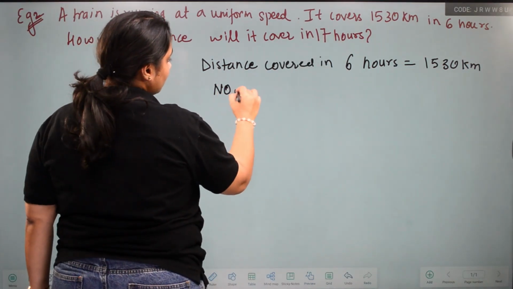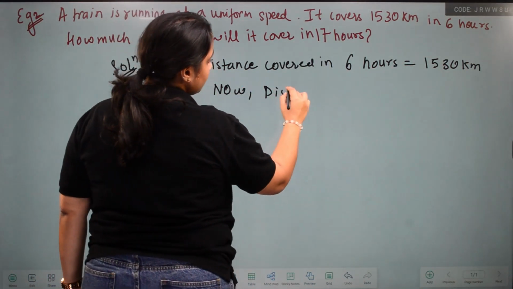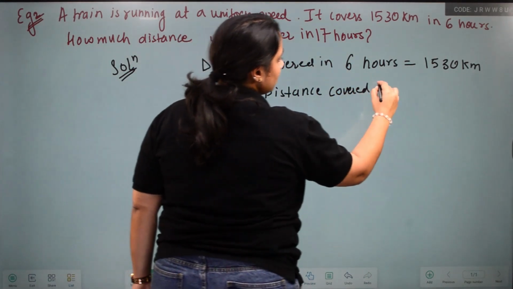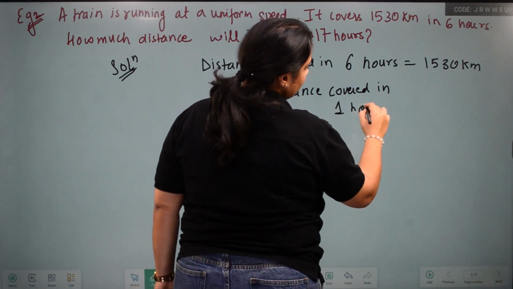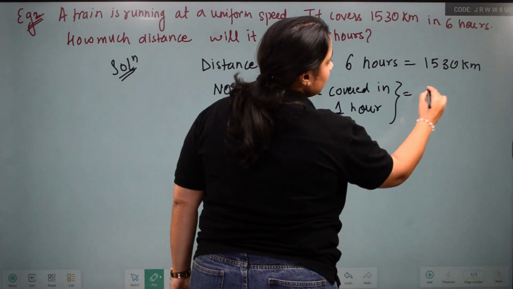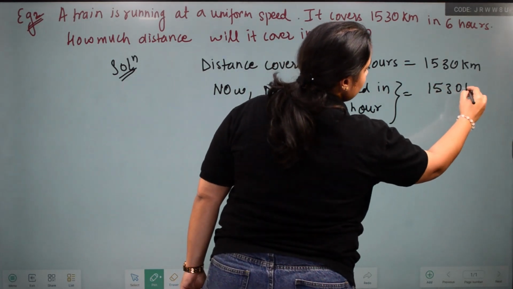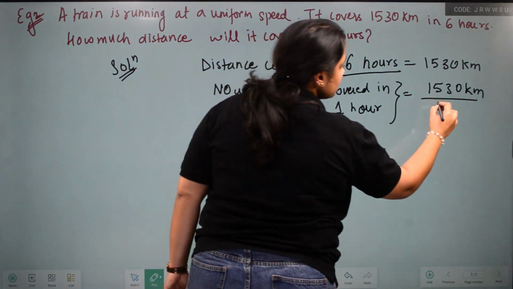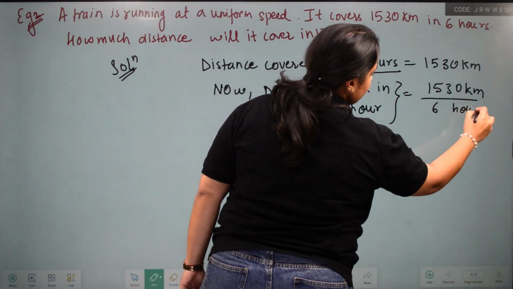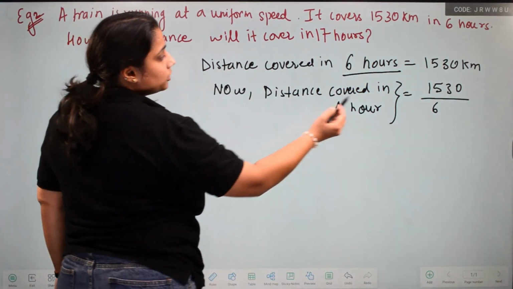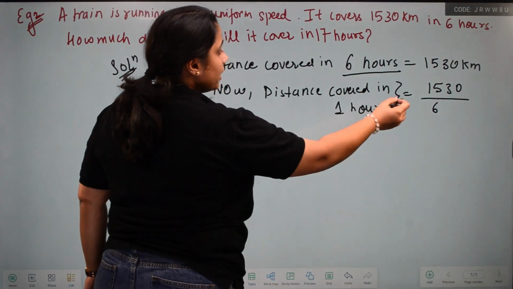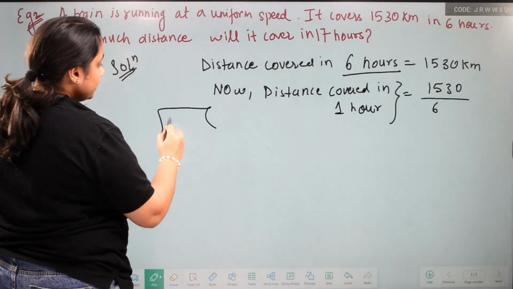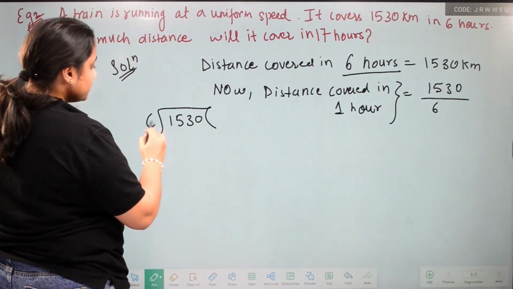Now the distance covered in 1 hour will be equal to the total distance upon the time given, which is 6 hours. The total distance is 1530 and the time taken is 6. So I am dividing it here. It is 1530 divided by 6.